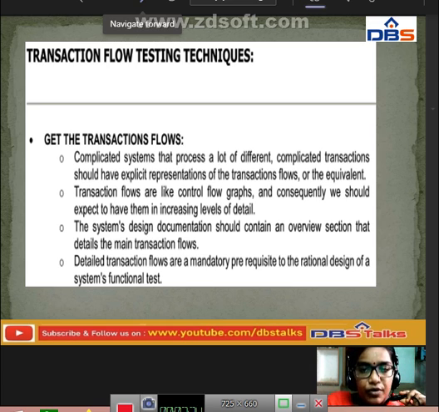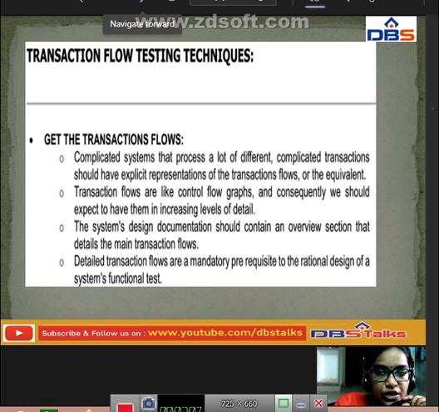Whenever you perform the transaction, you have to repeat the process of testing. Why? Because only if the testing process is successfully completed can we say that it is successfully performing the transactions. But in this type of system, it is very difficult to process, and there is a lot of difference between the complicated transactions, and it should have the explicit representations of the transaction flows.